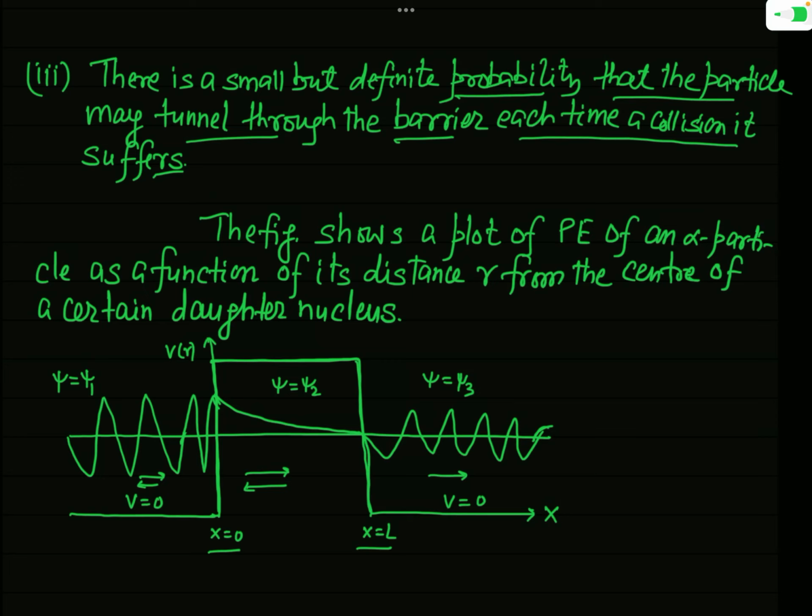And an alpha particle, or any particle you can say, is incident from this region where V is equal to 0. This is the region where the wave function we have assumed is psi 1. And if this alpha particle has energy E which is less than the barrier height, as you can see from this figure, then when this alpha particle is incident on this barrier, there will be a reflection of the alpha particle and also transmission according to quantum mechanics. Although classically this particle should be completely reflected, quantum mechanics says the particle will have a finite probability of transmission. But between x equal to 0 and x equal to L, that is in this second region where the wave function has been assumed psi 2, this psi 2 is exponentially decaying.